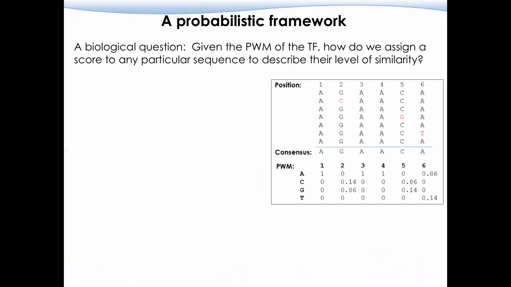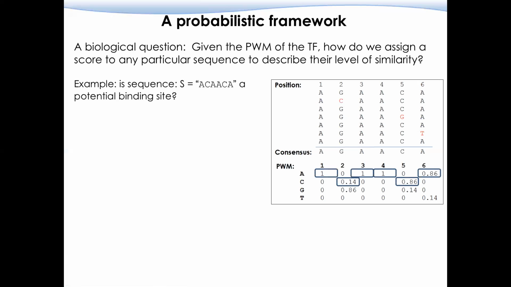Now, the question is, we now have a PWM. Given a PWM, how can we assign a score to any particular sequence? Then we know how similar the sequence is to the transcription factor motif. For example, here is the same matrix as last time. Now I have a sequence ACAACA. The question is how high confidence you have that this sequence matches the position weight matrix. Of course, we scan one by one.